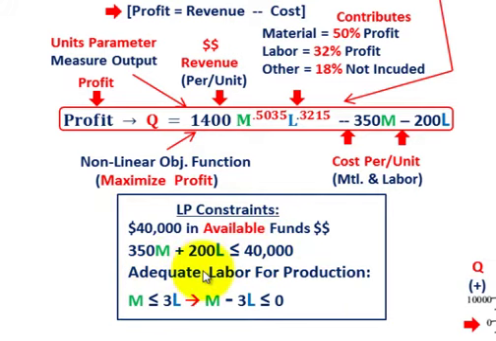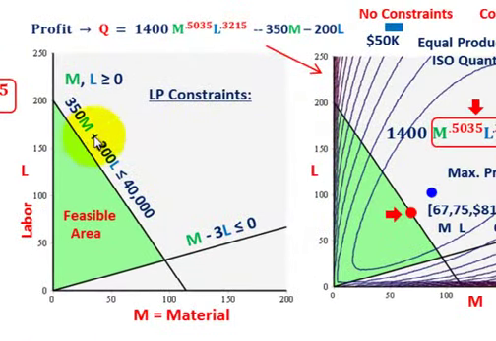And then we also have one other constraint here, adequate labor for production. We're just saying that the material has to be less than or equal to 3 units of labor. So that equates to M, 1 unit of material, minus 3 times whatever quantity we have of labor, less than or equal to 0. Okay, so now we can go in and do our linear regression here and solve it.